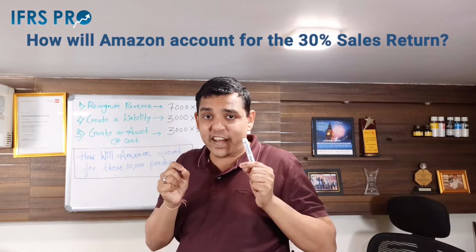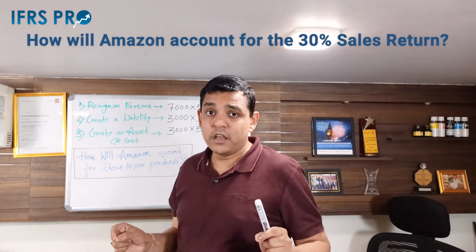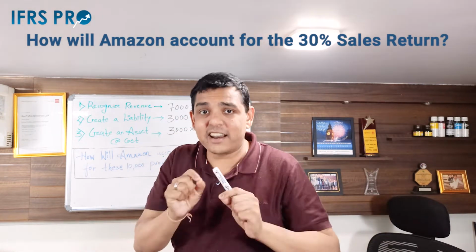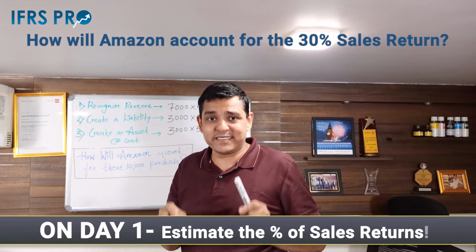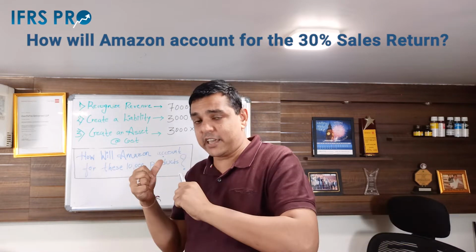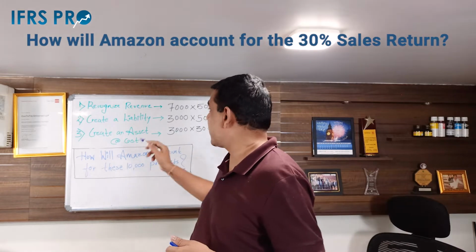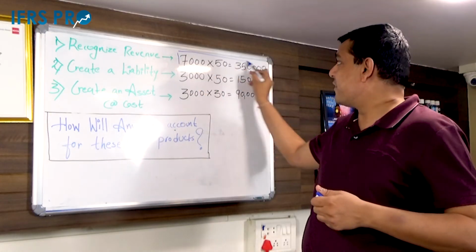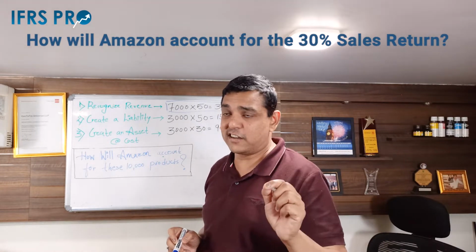What the new standard is trying to achieve in the case of e-commerce, retail and the consumer goods industry is standardization, by saying that on day one, you have to estimate the sales return and accordingly book your revenue. For example, in our case, when Amazon sold 10,000 products, the first step is to recognize the revenue of 7,000 into 50, which is the selling price, because 30% is their sales return.